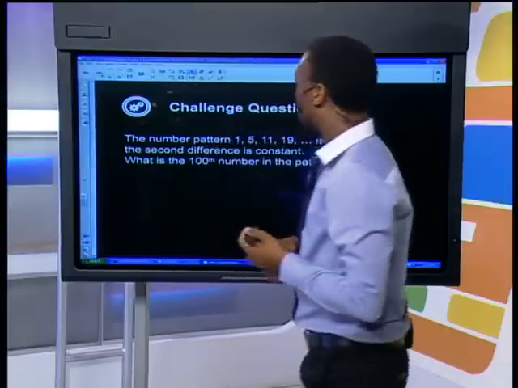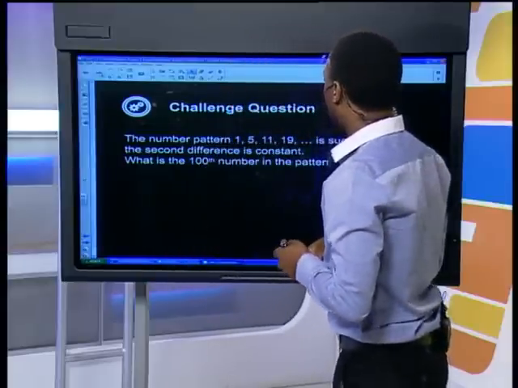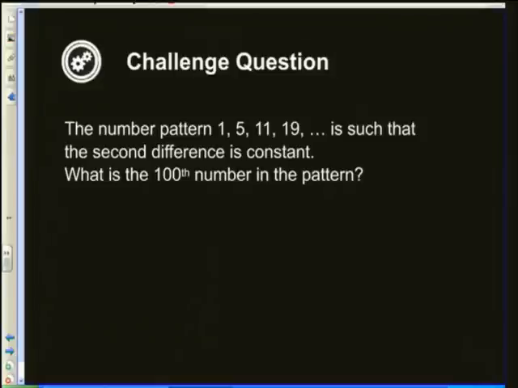Right, so here's the challenge question. You're given a number pattern. The number pattern is 1, 5, 11, and 19. And it is such that the second difference is constant. So what is the 100th number in the pattern? What you need to focus on there is the second difference, and they want to tell them what the 100th number in the pattern is, but we'll leave that for last.